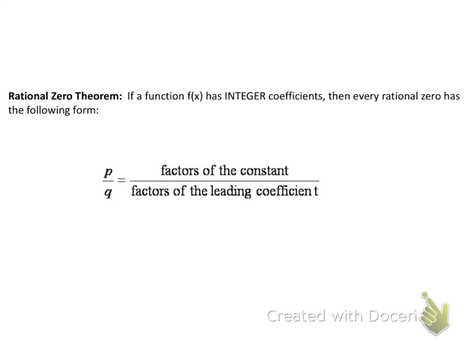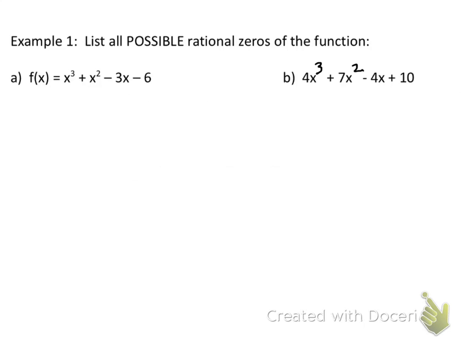So if it's going to cross the x-axis at a rational zero, then these are the only places that it could cross. That doesn't mean that it might not have an irrational zero, and it doesn't mean that it might not have an imaginary zero. So let's see what this means.